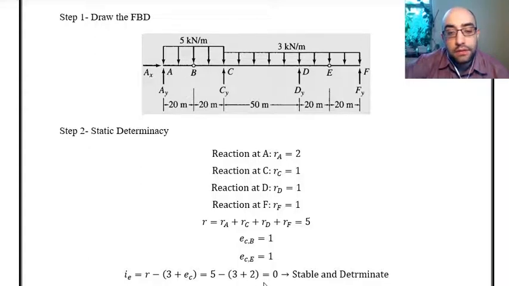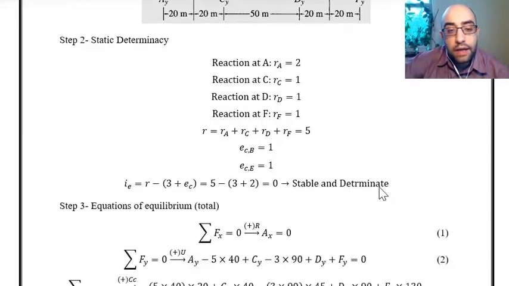So I have to return the value of EC and R to this equation, and if I do that, the final value will be 0, which means that the structure is stable and determinate. We can use the equations of equilibrium to find the reactions in this structure or in this beam.